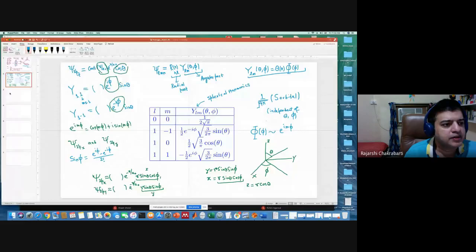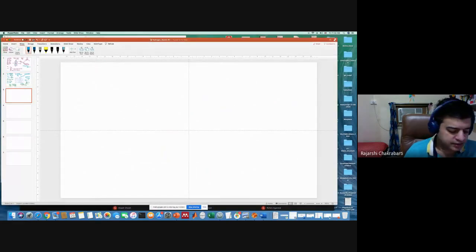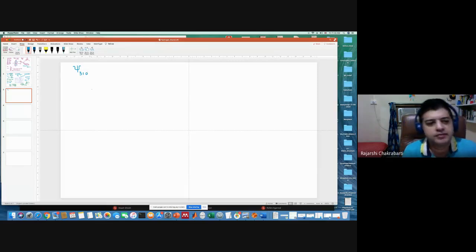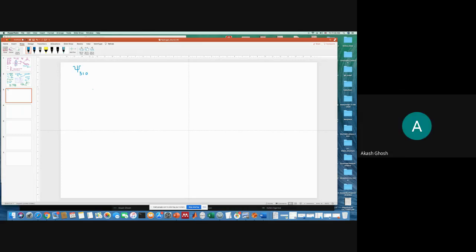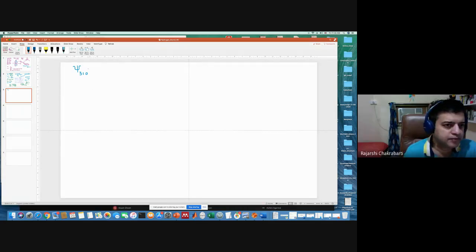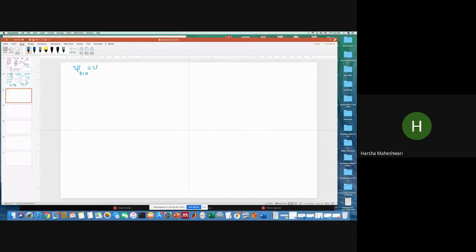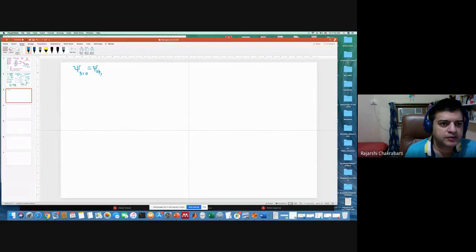Fine. But this is okay. So now let us move to some other orbital. Let us choose an orbital, something like psi 3,1,0. What is this orbital? Psi 3,1,0. 3pz. Right. Now, can anyone tell me what is the functional form of this orbital?